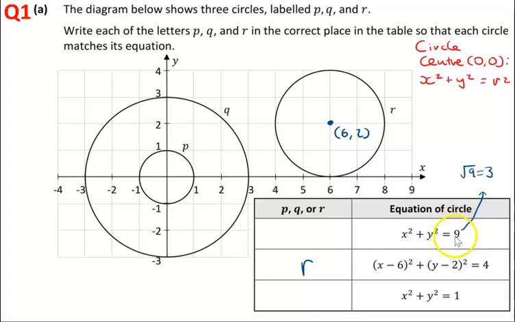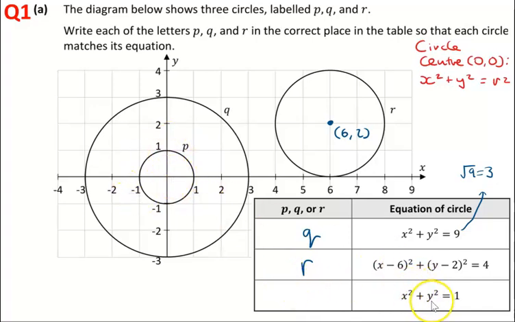So if we have equals 9 here, well, the square root of 9 is 3, so the radius must be 3. So this top equation here must be Q because we can see this is the center, 0, 0, and this is the edge, and it's a distance of 3 units. So our circles are P, Q, and R. So we know this one is Q and this one is R. So this last one must be P, this circle here, but let's just double check.